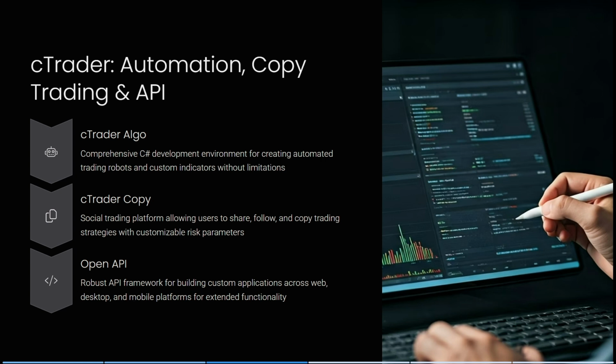cTrader also has some automation and some copy trading and some APIs. So it has a comprehensive C# development environment for creating automated trading robots and custom indicators without any limitations. It also has a social trading platform allowing you as the user to share, follow, and even copy trading strategies with more customizable risk parameters. It has a robust API framework for building custom applications across web, desktop, and mobile platforms for extended functionality.